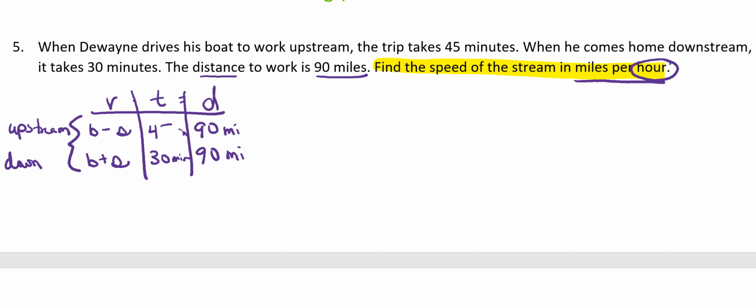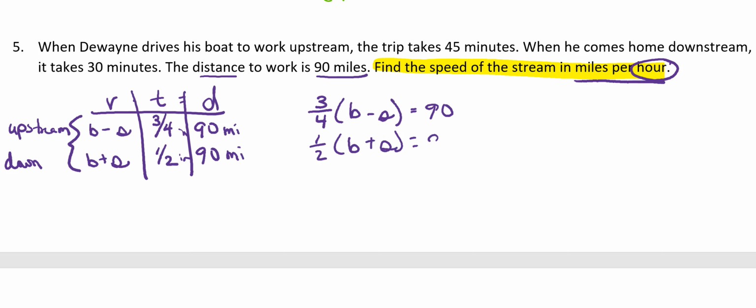So 45 minutes is really 3/4 of an hour. And 30 minutes is really half of an hour. Because otherwise we're going to get some sort of wonky answer at the end. So now our system is going to be 3/4 times (b minus s) equals 90. And then 1/2 times (b plus s) equals 90.